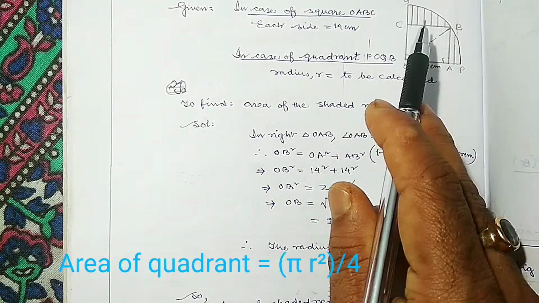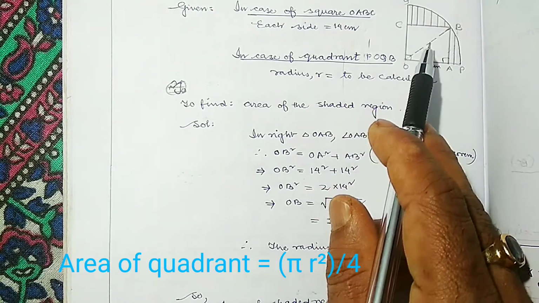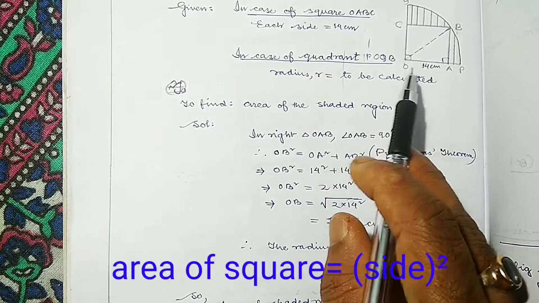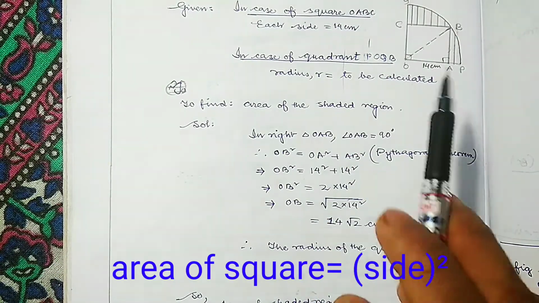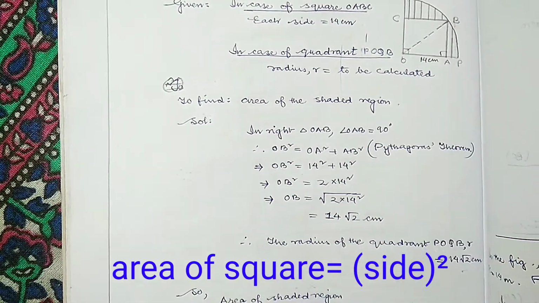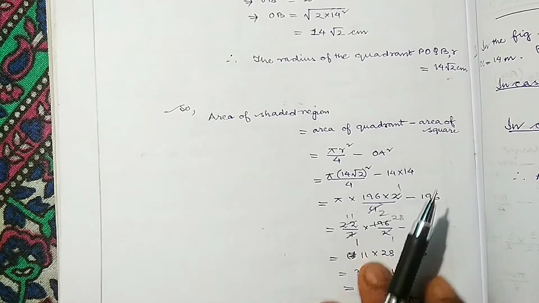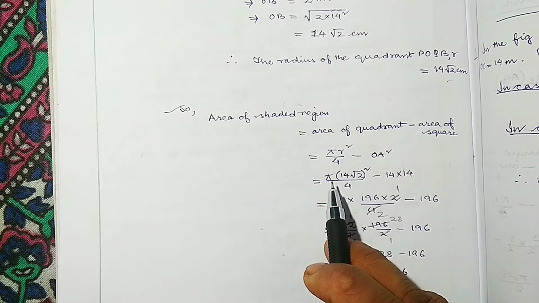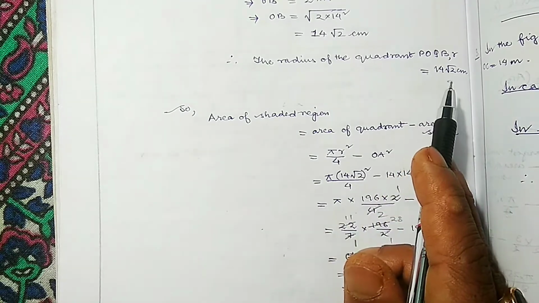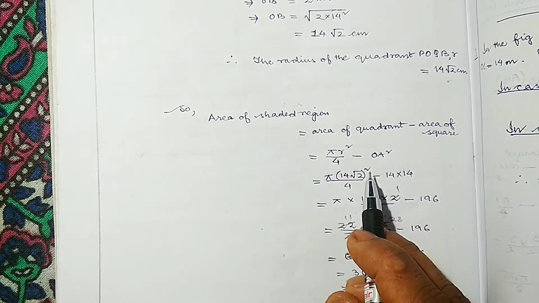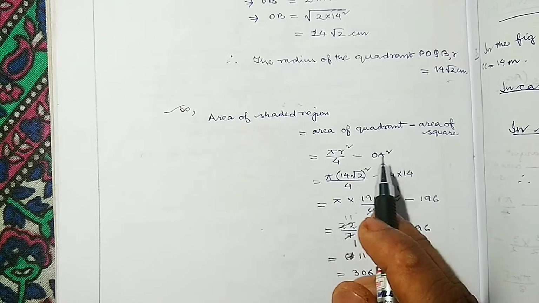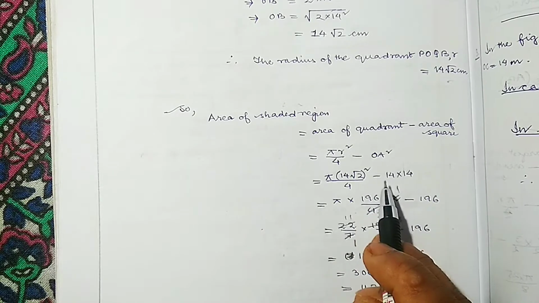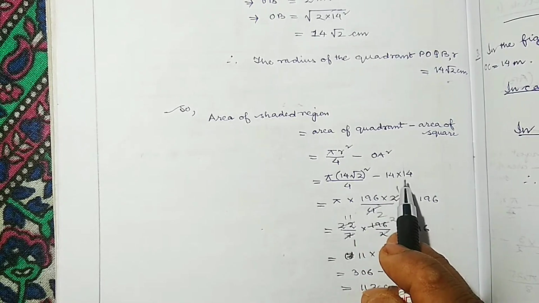For the quadrant it will be pi r square by 4, and for the square it is side square, or we can write OA square, and it is given OA is 14 here. So here we can write pi r square by 4 minus OA square. Here it is pi, instead of r we can write 14 root 2, so pi times 14 root 2 square by 4 minus OA square. Each side of the square is 14, so it will be 14 square.